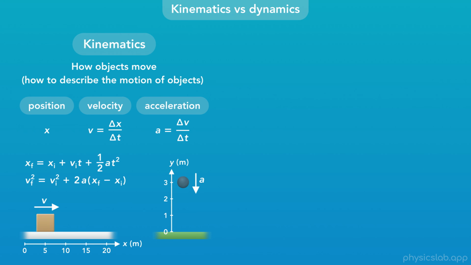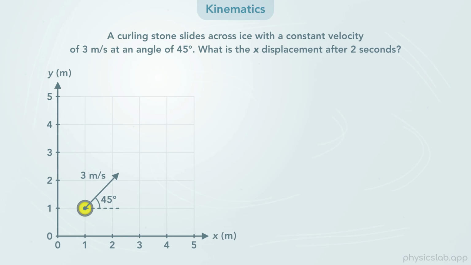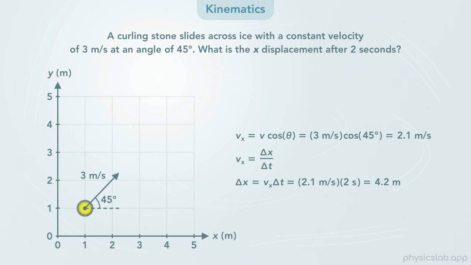But in every example, we were told how the object was moving. We never actually learned what was causing the object to move. Let's say we were given an example like this. A curling stone slides across ice with a constant velocity of 3 meters per second at an angle of 45 degrees. What is the x displacement after 2 seconds? We would take that velocity and use a kinematic equation to find the displacement. But why was it moving at a constant velocity? Why wouldn't it slow down over time?